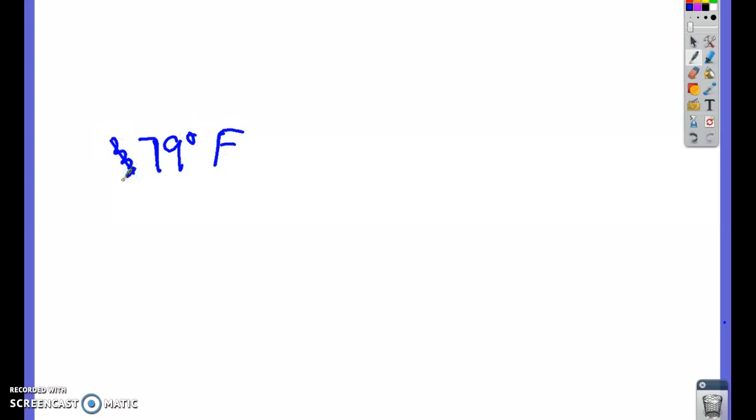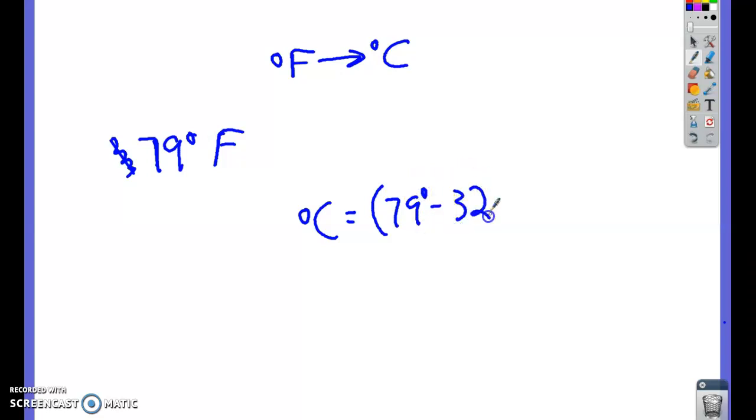Now, if I want to know what that would be in Celsius, I would look up at the top, and the first one says you're going from degrees Fahrenheit to degrees Celsius. That's what we want to do. And it says the degrees Celsius is equal to the degrees Fahrenheit, which is 79 degrees Fahrenheit, minus 32. That's the difference between 0, which is freezing in Celsius, and 32, which is freezing in Fahrenheit. And then you need to divide that by 1.8 because Celsius degrees are almost twice as big as Fahrenheit.